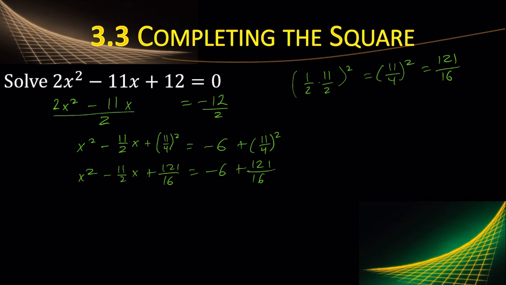All right, on the left-hand side here, let's factor it. It'll always be the x, that sign, and then what was that? That was 11 over 4, squared. On the right side, I need to add fractions. To add fractions, I need a common denominator, so I'm going to multiply the top and bottom by 16. So I have negative 6 times 16, plus 121, so that'll be 25 over 16.